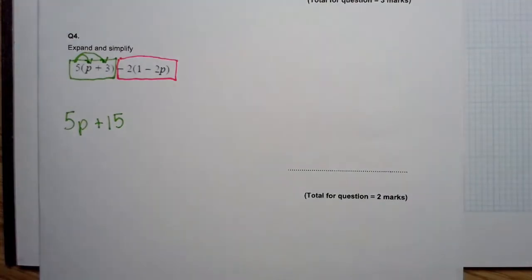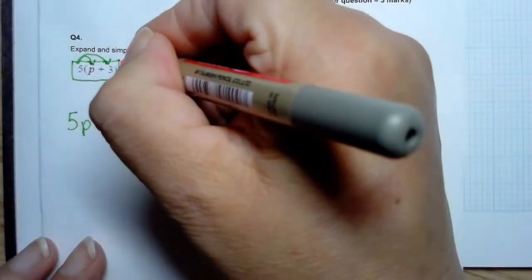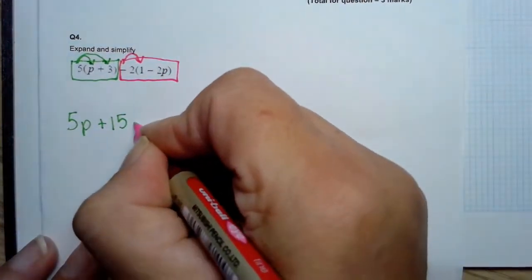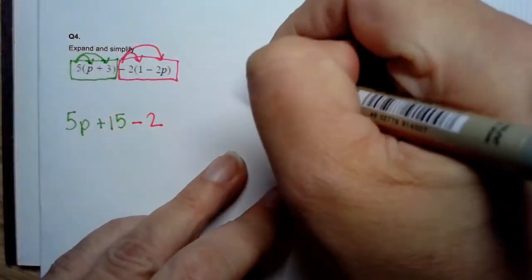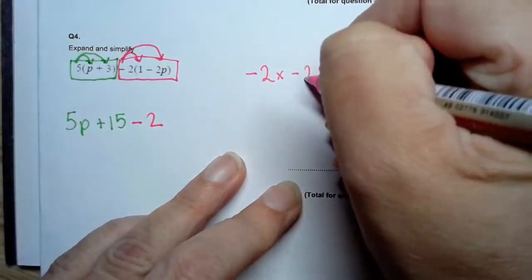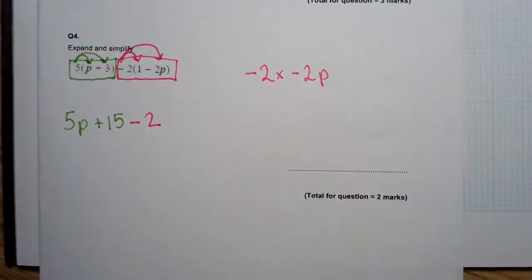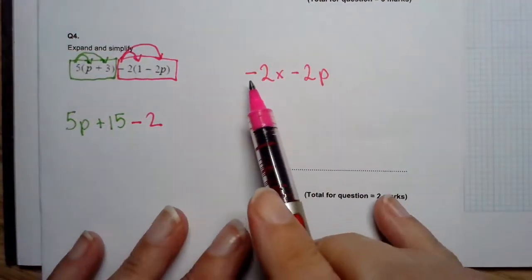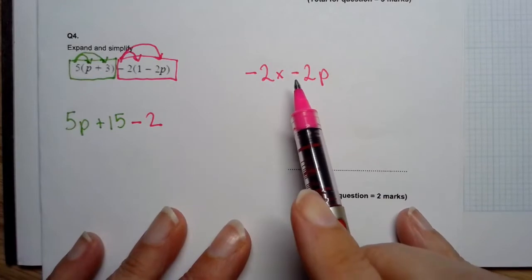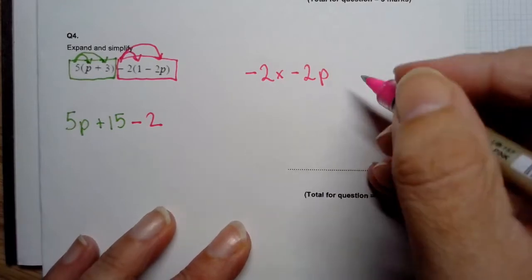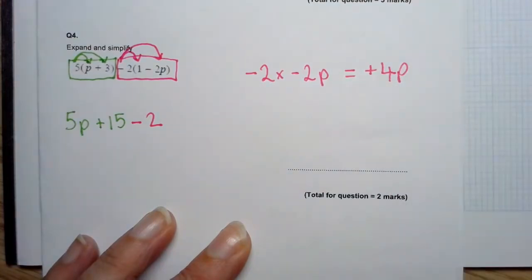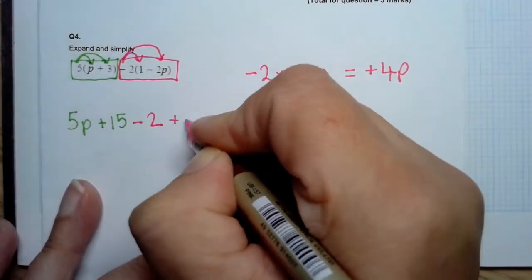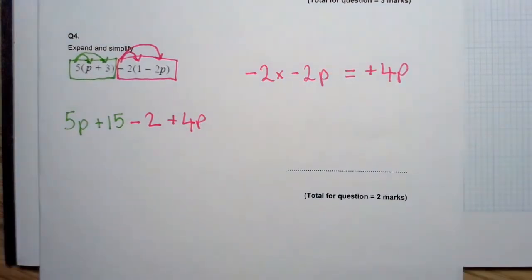The second expansion, you're going to do minus 2 times 1, which is minus 2, but then you're doing minus 2 times minus 2p. Now when we multiply and divide, if both of our numbers are negative, we do get a positive answer. So this is going to become a positive 4p. So down here it would become plus 4p.